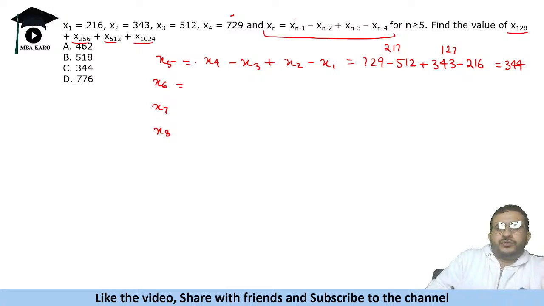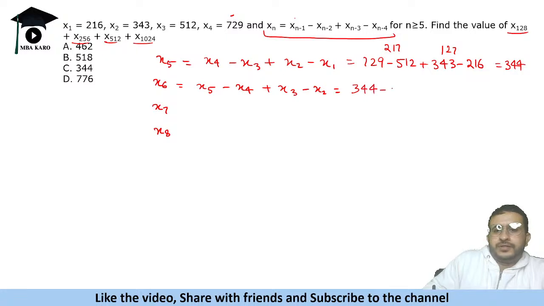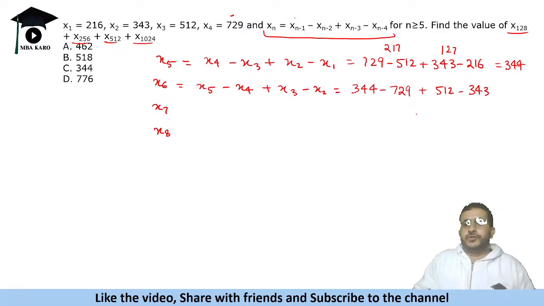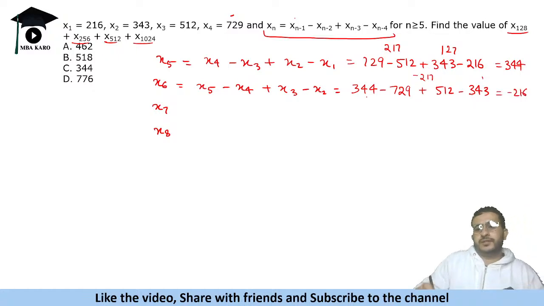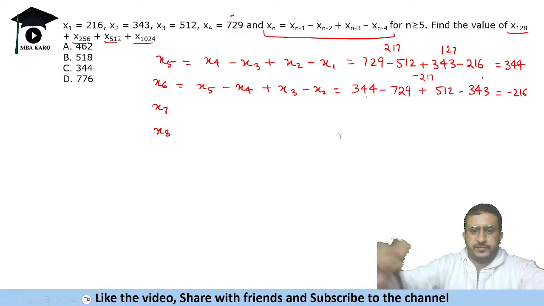x6 is equal to x5 minus x4 plus x3 minus x2. So x5 is 344 minus 729 plus x3 is 512 minus 343. Okay. So this is 344 minus 343 is 1 and this is minus 217. So minus 216 again. ऐसे कुछ बन रहा है. Like what are the series, what is the sequence that you are getting?